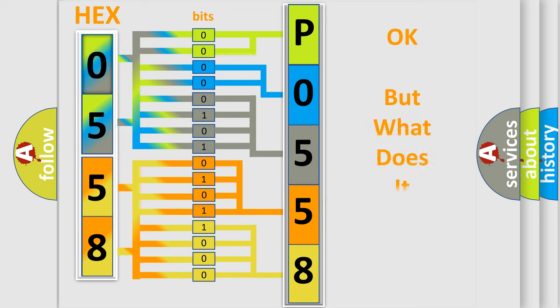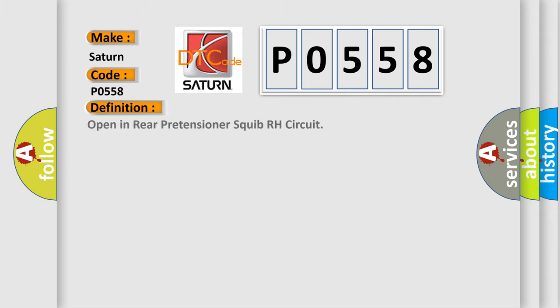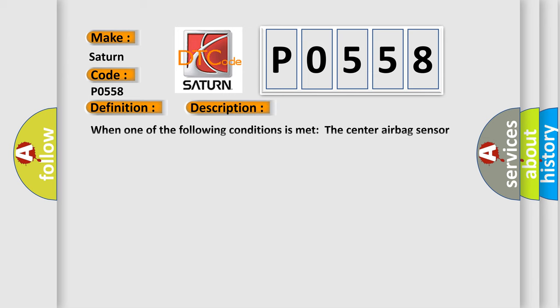The number itself does not make sense to us if we cannot assign information to what it actually expresses. So, what does the diagnostic trouble code P0558 specifically mean for Saturn vehicles? The basic definition is open in rear pretensioner squib RH circuit. And now here is a short description of this DTC code.